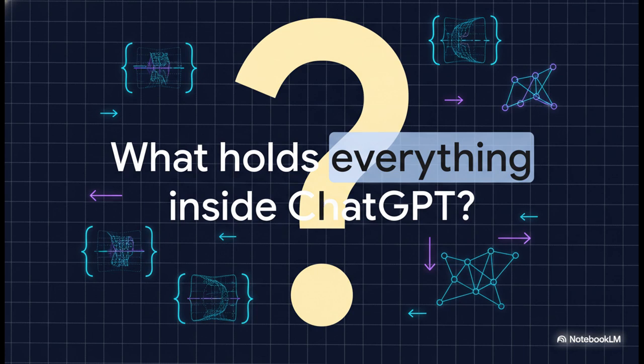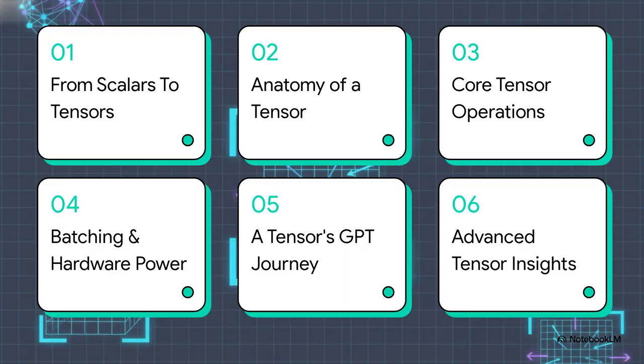Now, I want to clear something up right away. A tensor isn't magic, and it's definitely not some brand new sci-fi invention created specifically for AI. It's actually just a beautifully logical container for numbers that's existed in math and physics for a very long time. Deep learning frameworks like PyTorch and TensorFlow adopted it simply because, well, it's the perfect structure to hold absolutely vast amounts of data. So here is our roadmap for this explainer.